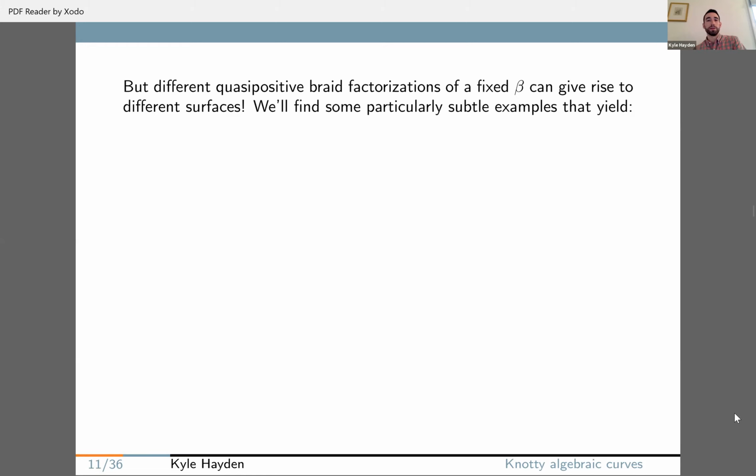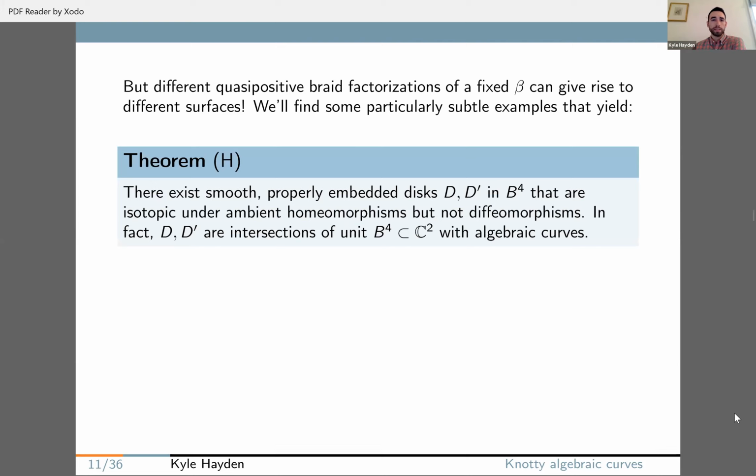So the name of the game here is to find some particularly subtle examples where the surfaces that you get are going to be topologically the same. And so that's what's going to give rise to this theorem, just restating it here from before. We'll get properly embedded disks. They're going to be positively braided surfaces, and so they're going to be isotopic to pieces of algebraic curves. And we'll show that they're topologically, but not smoothly the same.